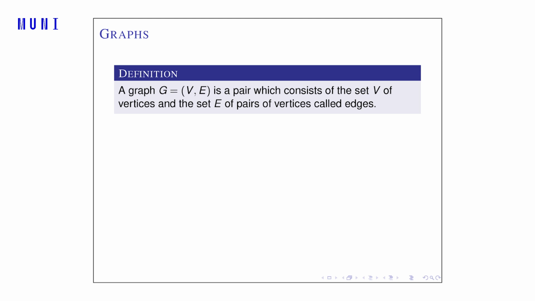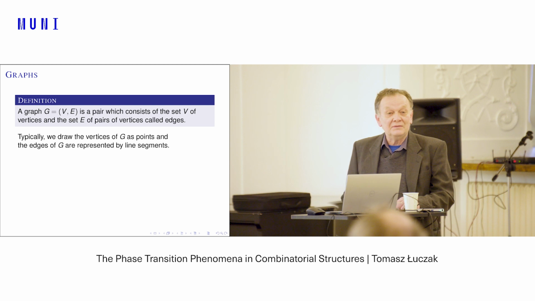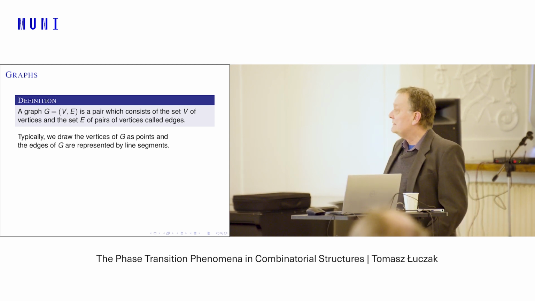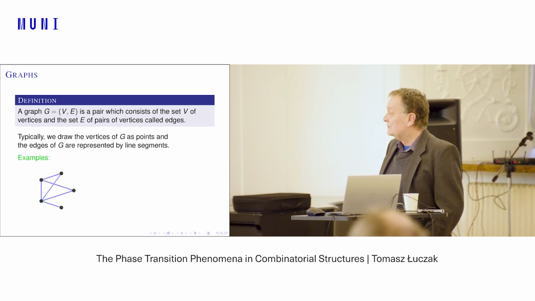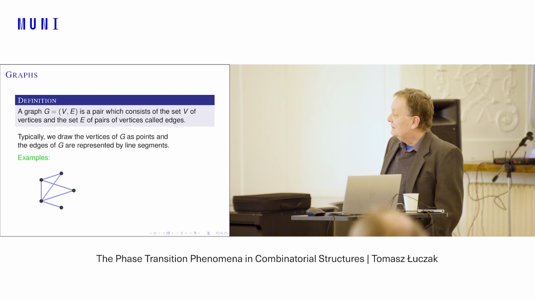What is a graph? It's a pair of two sets. One set is the set of vertices. The other set is a set of edges, and edges are just pairs of vertices. Typically, we draw this graph in a standard way. Vertices are points on the plane usually, and the edges are represented by lines, line segments. This is an example of a graph, which you can see in every textbook.